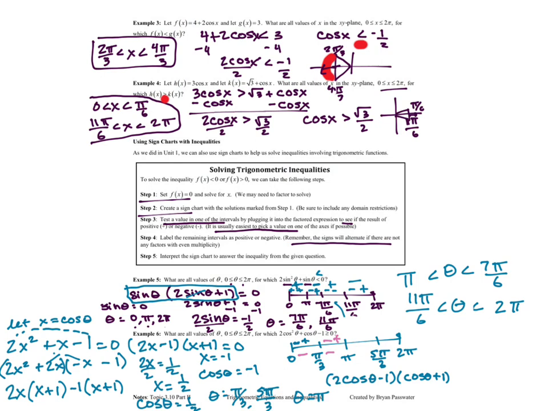Let's see what happens. From pi to 5 pi over 3, we got a 3 pi over 2. Cosine there is also 0. So 0 minus 1 is negative. 0 plus 1 is positive. Get a negative. Let's try this last interval and see if we can't clean that up a little bit.